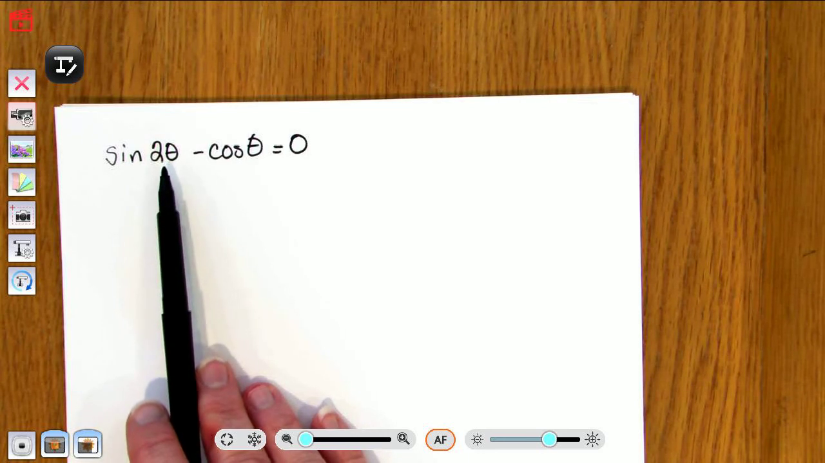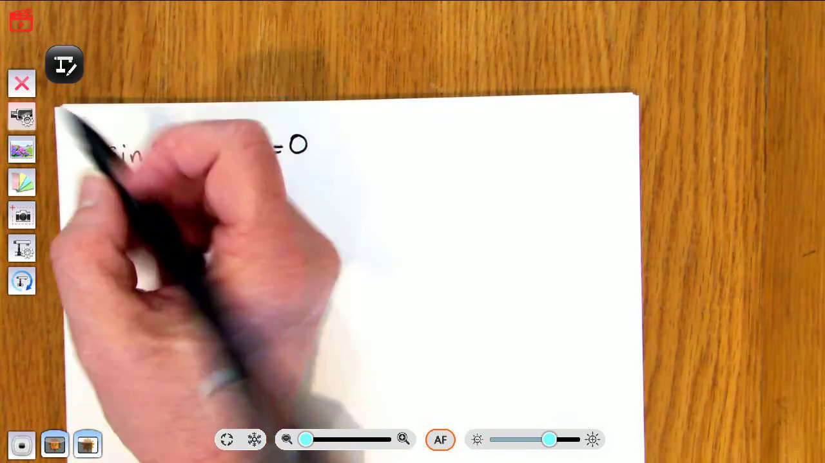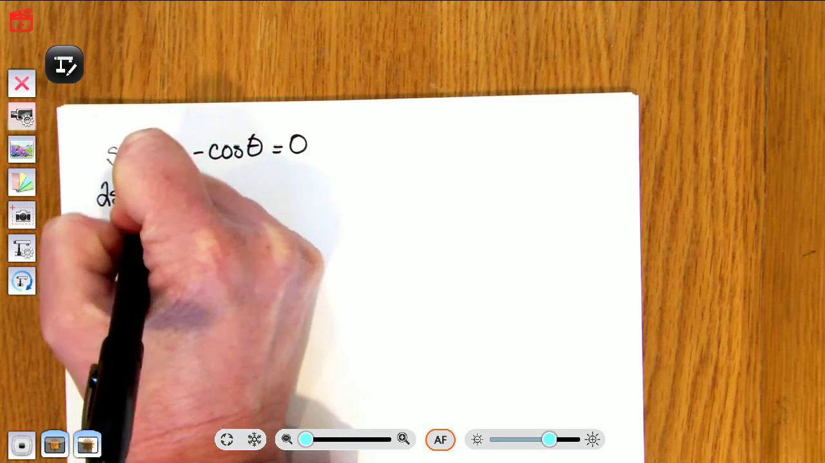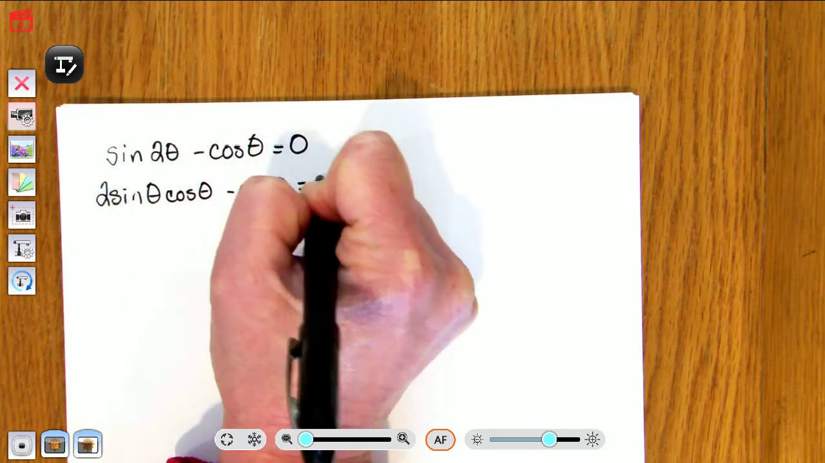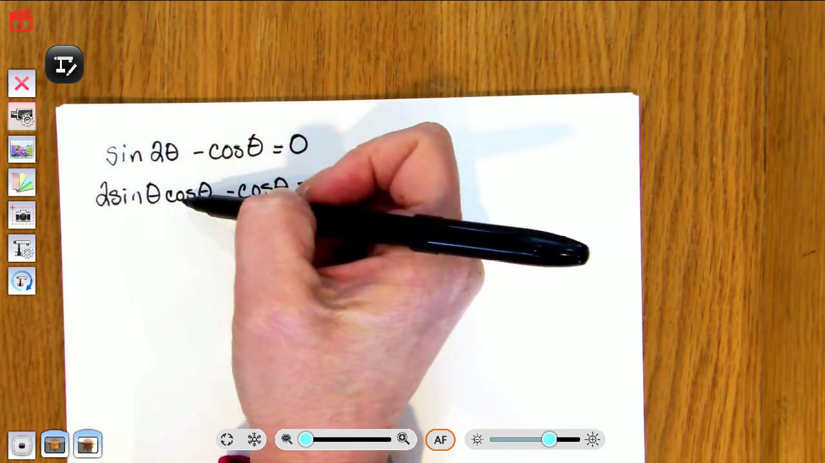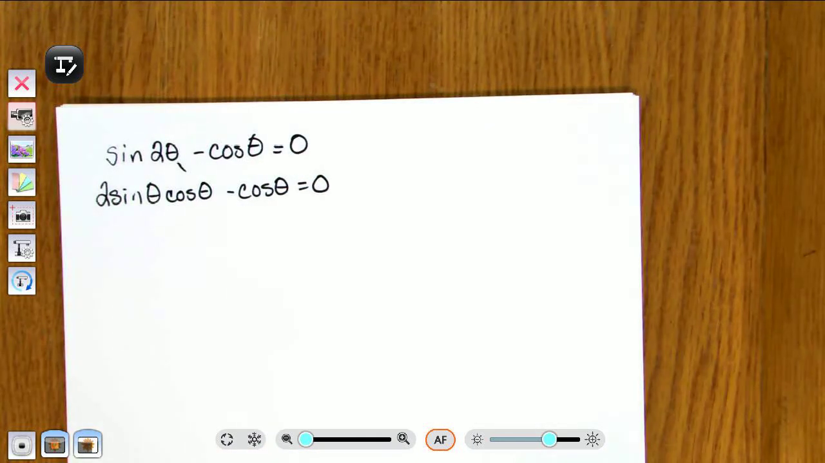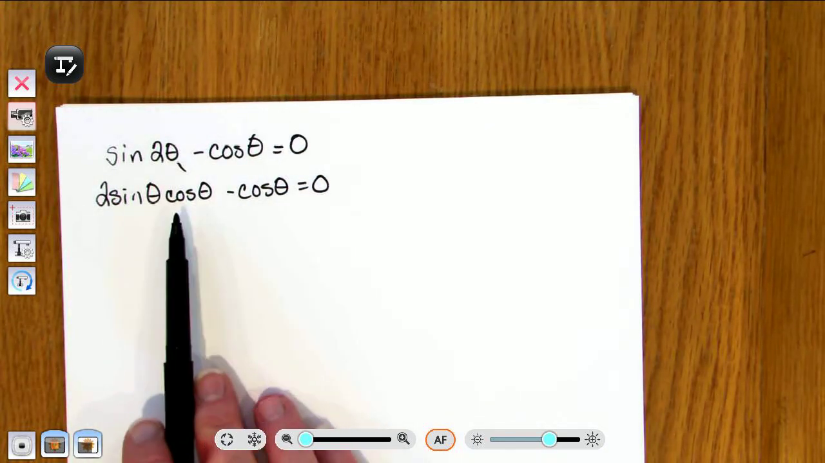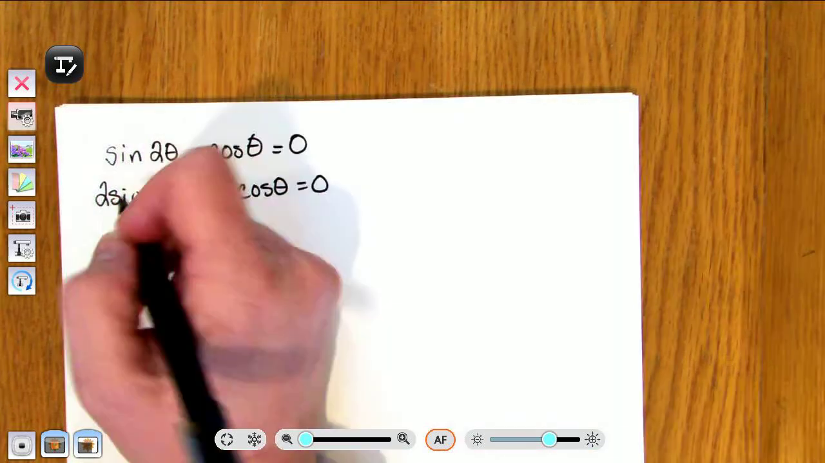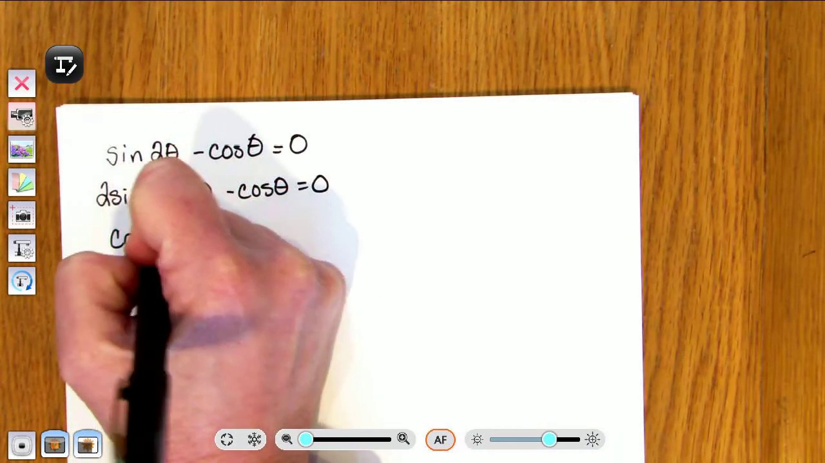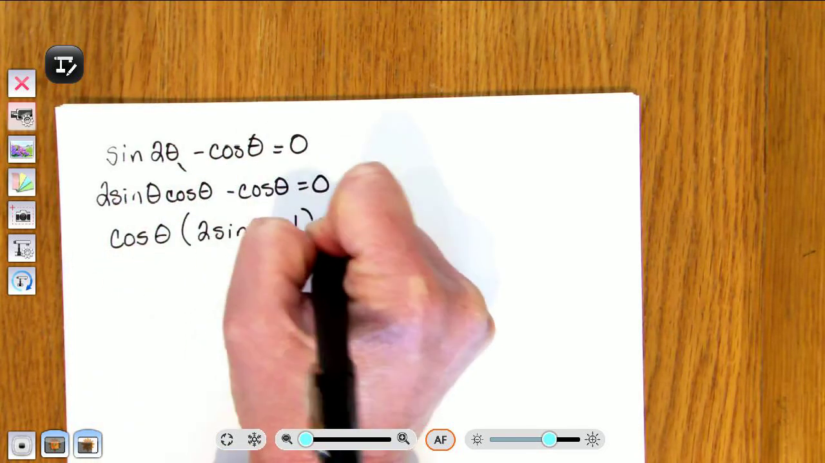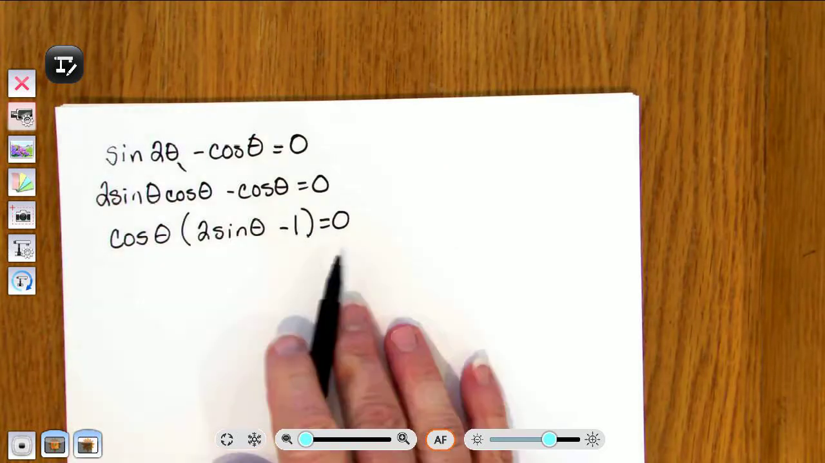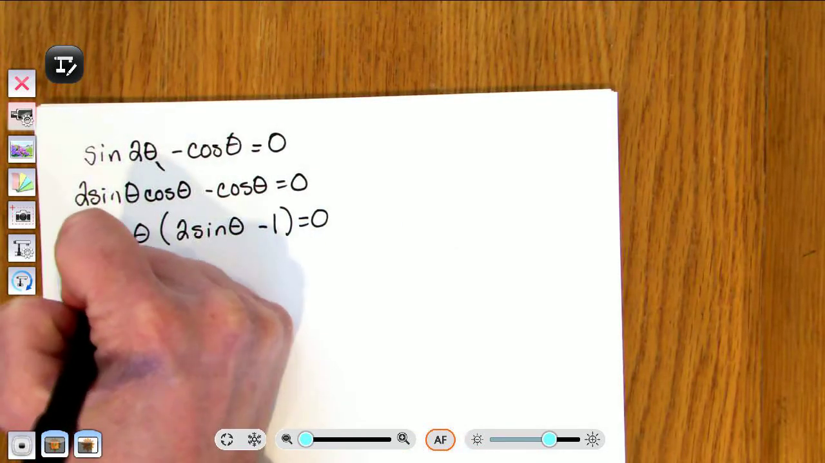So going to my formula sheet, I'm going to pull off that double angle formula. So sine of 2 theta is 2 sine theta cosine theta minus the cosine of theta equal to 0. So I did a substitution using one of my identities from the sheet. Now I'm in terms of just thetas. I'll also notice these both have a cosine in them. So I can factor that out. Cosine of theta, and I'm left with 2 sine theta minus 1 equal to 0. I can set each factor equal to 0.